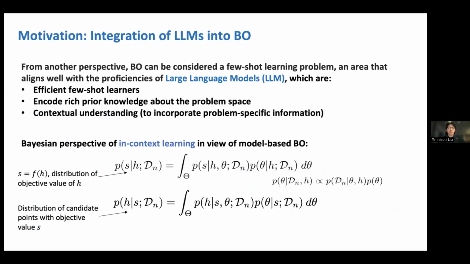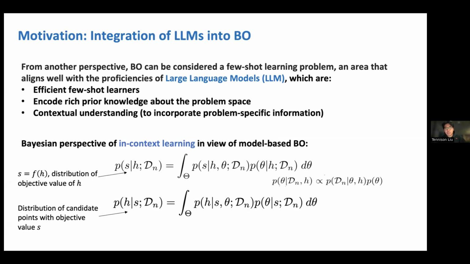Cool. If we look at it from another perspective, the problem of Bayesian optimization can be framed as few-shot learning, which is a very similar, adjacent field in machine learning. Few-shot learning is something that large language models have done really well. They're very efficient few-shot learners, or in-context learners. Because of the large-scale pre-training that they go through, they often encode some prior knowledge about the problem space. Another really good thing is that because everything is accessed through prompts, you can incorporate a lot of problem-specific or contextual information into your prediction task.